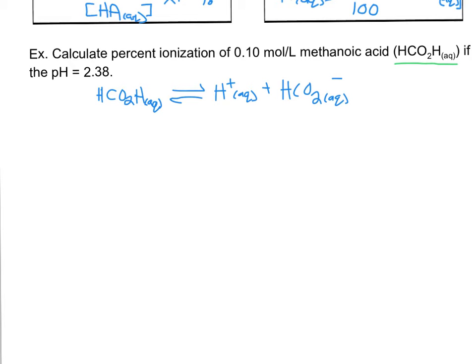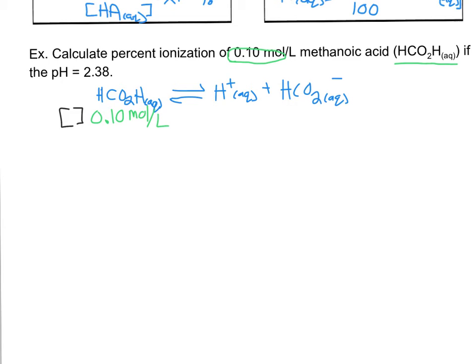So I like to track my givens a certain way here. So I'm going to write the concentrations under things as I solve for them. So right now we know from our problem that we have a concentration for the methanoic acid of 0.10 mole per liter. And to move forward with this, to calculate percent ionization, we need to know the concentration of our hydrogen ion.